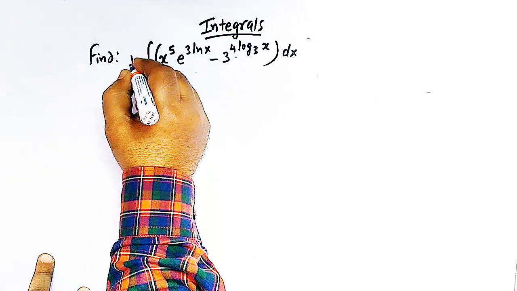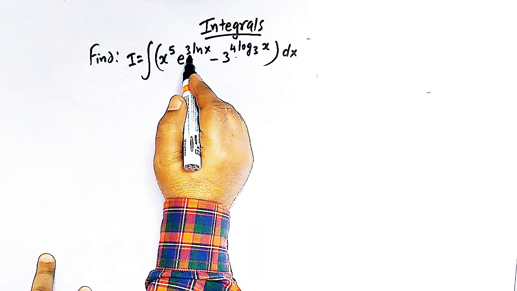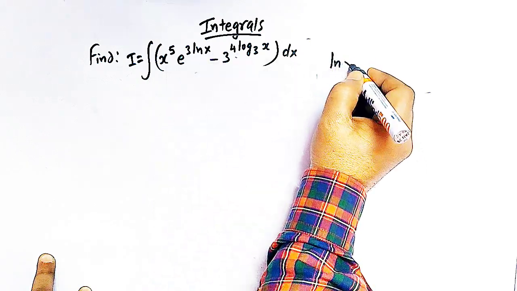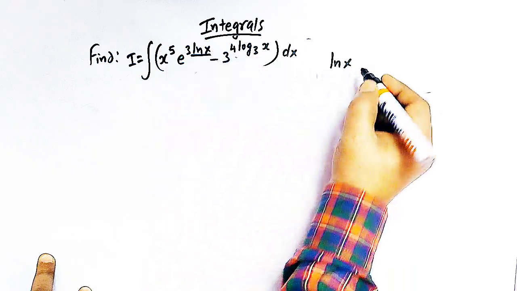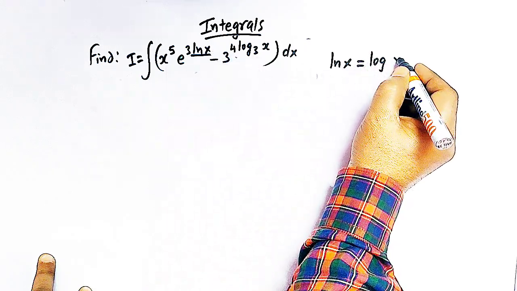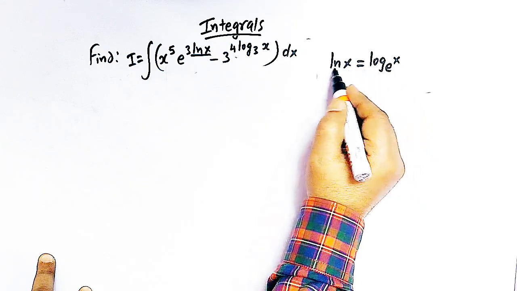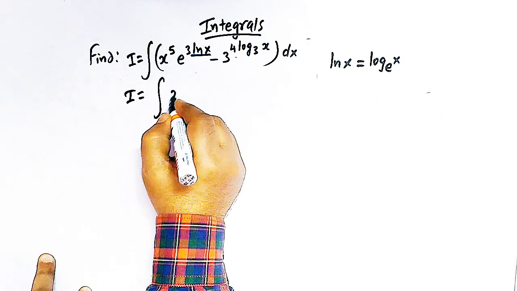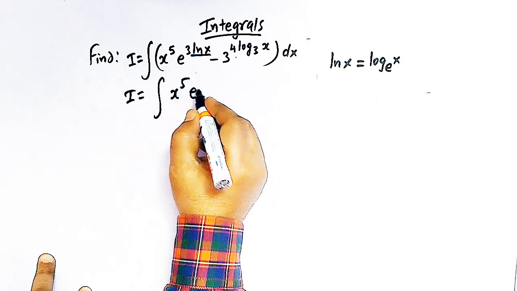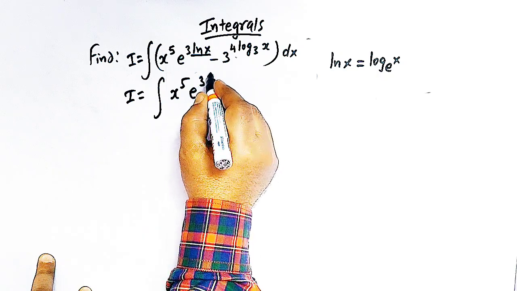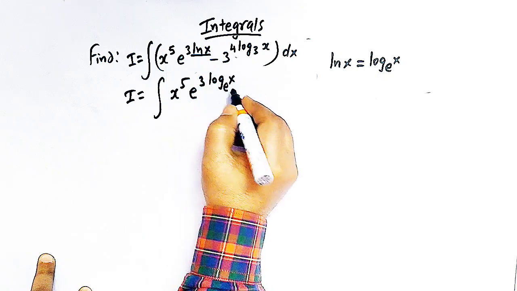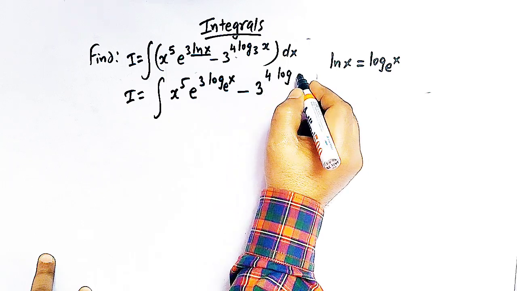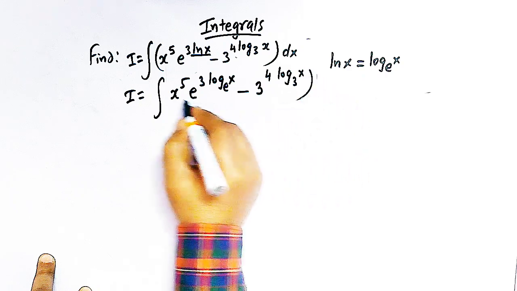So let us call this integral I, right? And here we have natural log of x. So let us replace this notation, that is natural log of x, by log x to the base e, because these two notations are equivalent. So we can now write this integral as integral x raised to 5, and here we have e raised to 3 times log of x to the base e, and then we have 3 raised to 4 times the logarithm of x to the base 3.